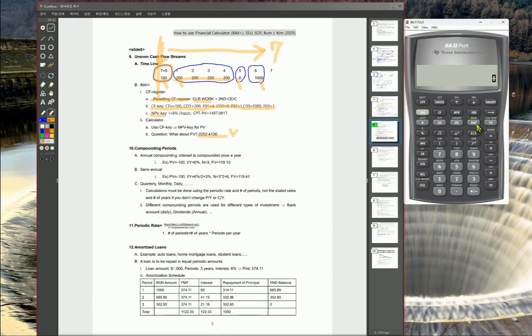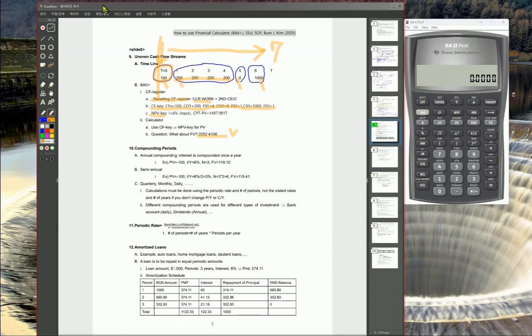No payment, because you already considered the present value of all those cash flow streams on this line. So you should consider the payment to be 0. Compute future value. 2252.4106. That is the future value of this uneven cash flow stream.